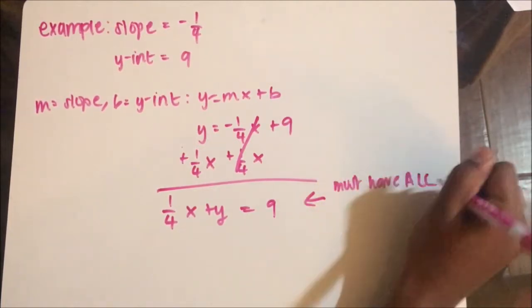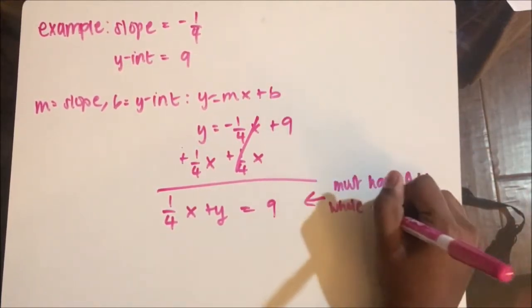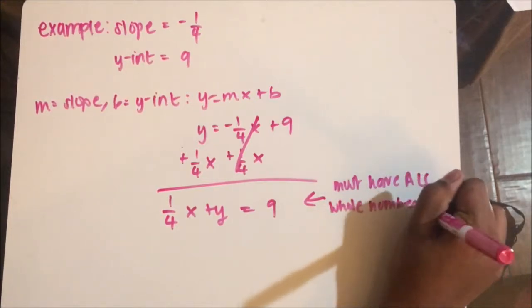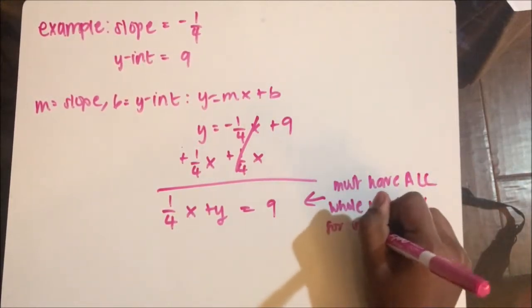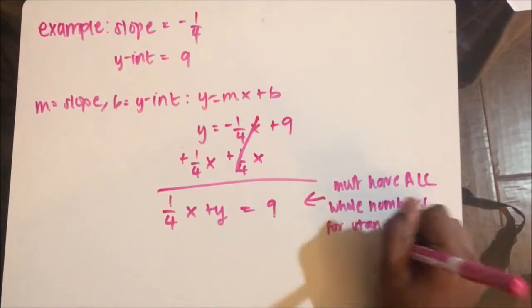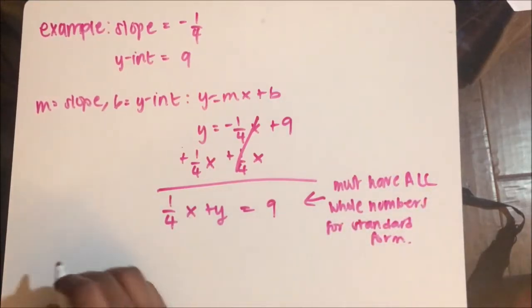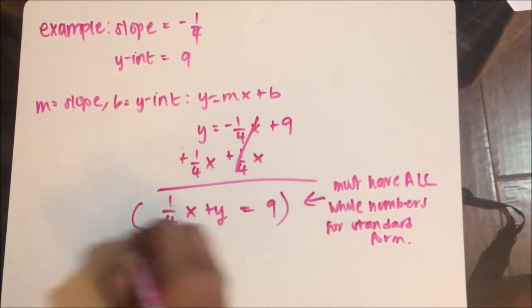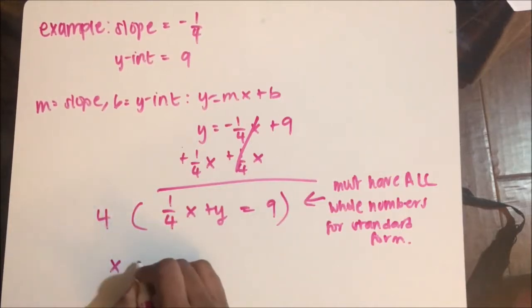This equation is not standard form yet because standard form can only have whole numbers in the equation. In order to turn this equation into an equation with only whole numbers, we must multiply the whole equation by 4, turning the equation into x plus 4y is equal to 36.